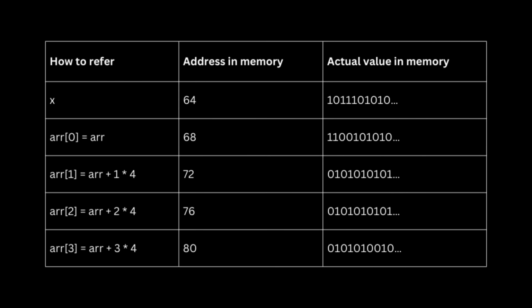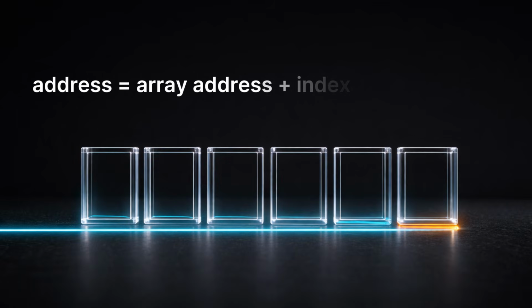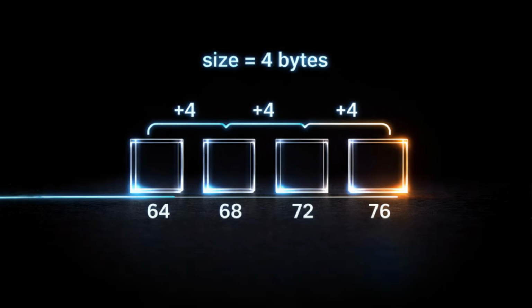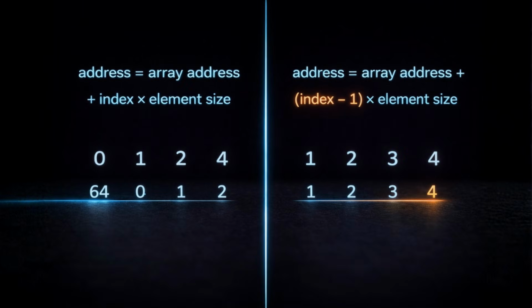The formula for the address of an element at a given index is much simpler if we start our indices at 0. The formula is then array address plus index times element type size. For instance, if the array address is 64, you look for the element at index 3, and you know elements are 4 bytes. You can find it at the address 76. This formula would be slightly more complicated if we started indexing from 1.